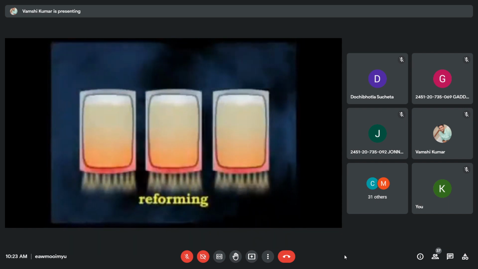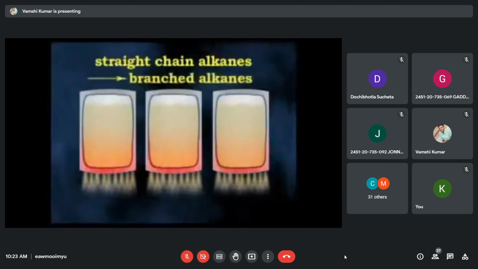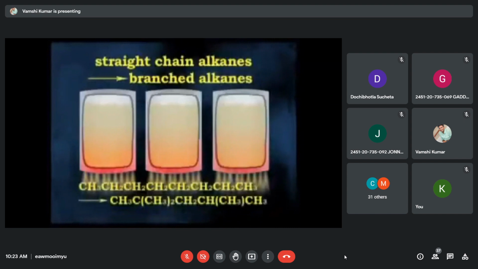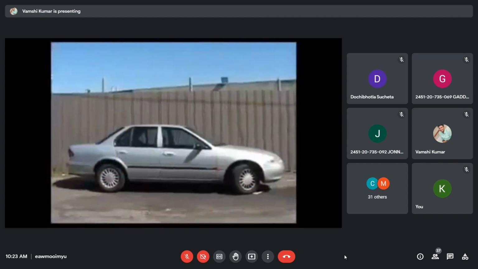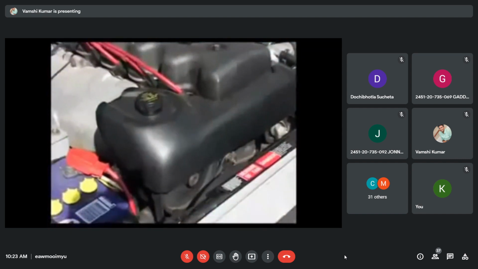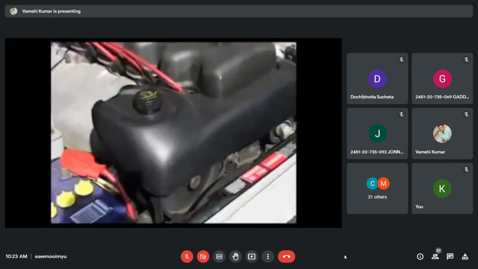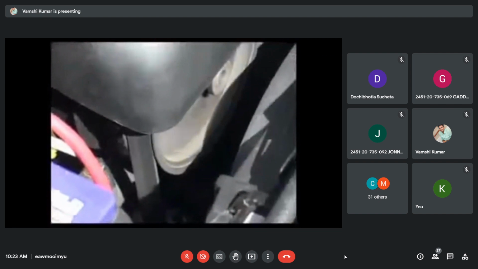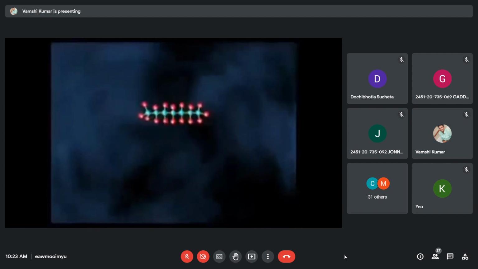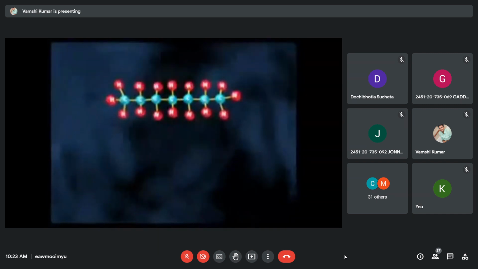Reforming involves the breaking of straight chain alkanes into branched alkanes. The branched chain alkanes in the 6 to 10 carbon atom range are preferred as car fuel. These alkanes vaporize easily in the engine's combustion chamber without forming droplets and are less prone to premature ignition, which affects the engine's operation. Smaller hydrocarbons can also be treated to form longer carbon chains.